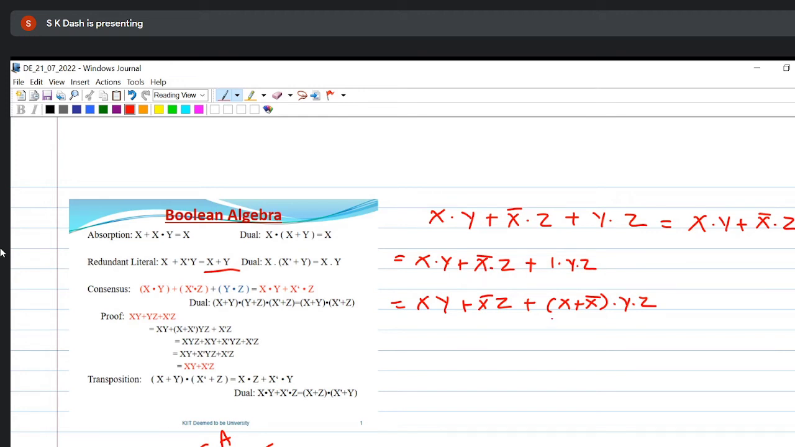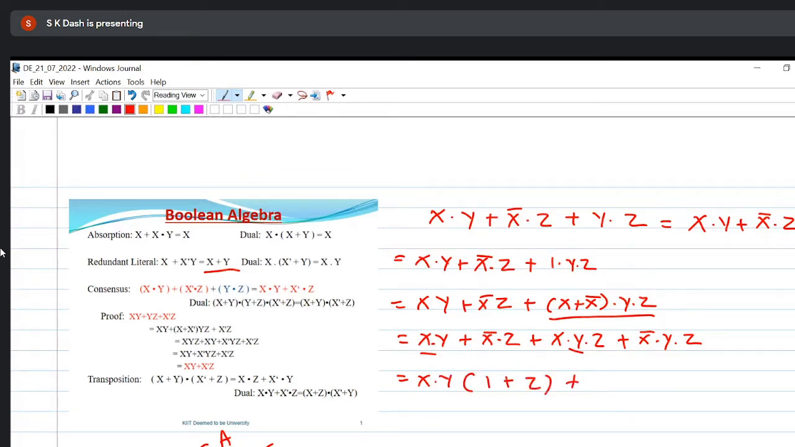Then if I apply distributive and open this bracket, what can I write? I can write xy plus x bar dot z plus x dot y dot z plus x bar dot y dot z. Now observe the first term and third term. Can I take anything common? Xy, first and third. So what will remain? 1 plus z. Similarly, second and fourth term. Can I take something common? X bar dot z.